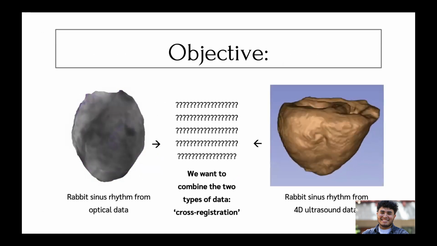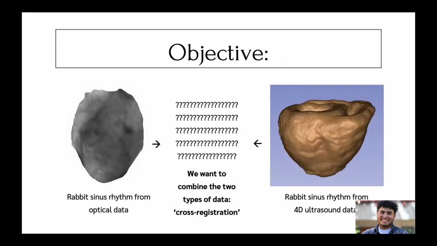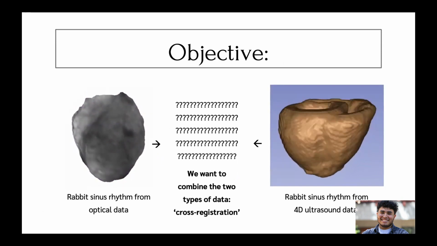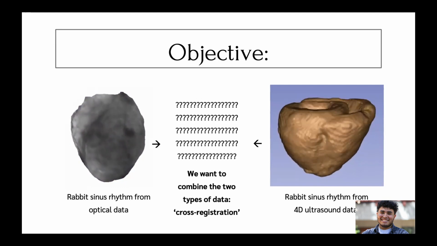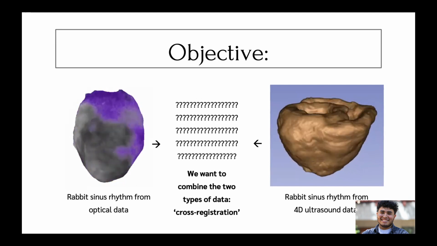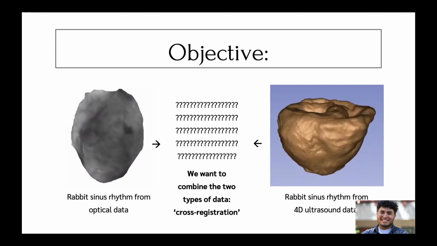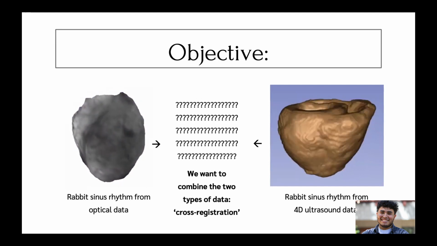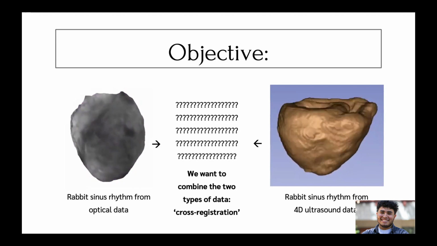So the problem that I sought out to solve this summer is this. We have the optical data from the cameras that show us the action potential waves propagating across the heart surface, and we have the wall motion from the 4D ultrasound data, but we have never been able to combine the two. That's essentially what I sought out to do, or rather to start. The combination of the two is known as cross-registration, and it's never been done before for the purpose of imaging hearts between cameras and an ultrasound.